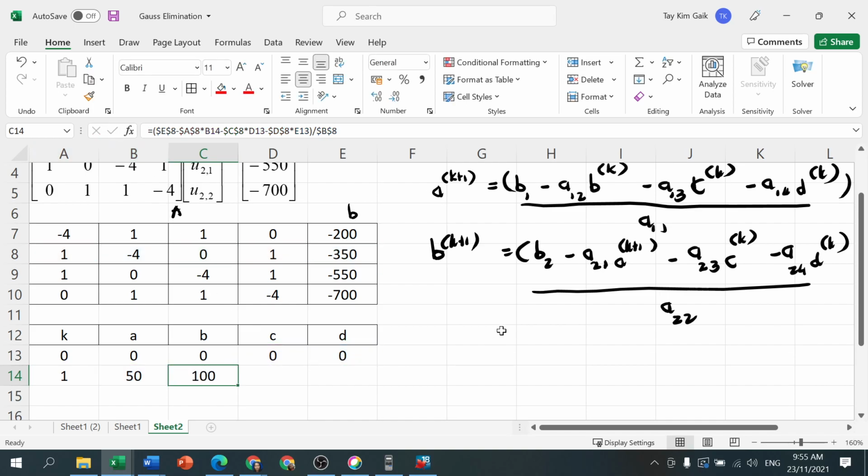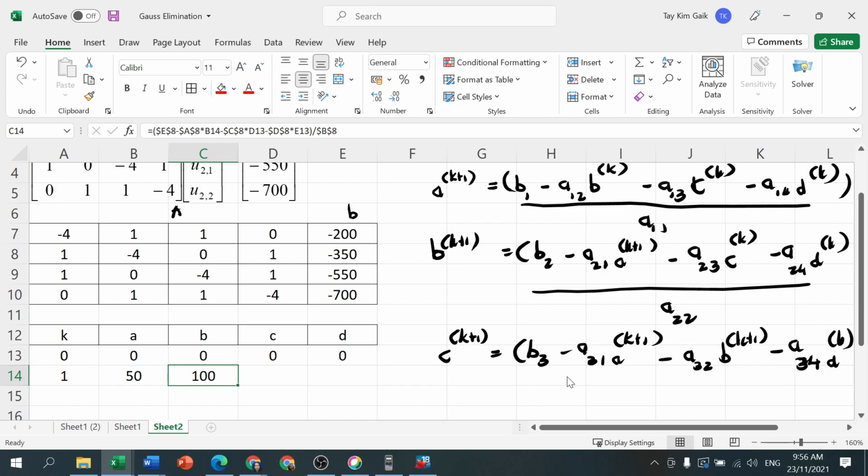Later on, C at step K plus 1 will be equal to B3 minus A31 times A at step K plus 1, minus A32 times B at step K plus 1, minus A34, third row fourth column, times D at step K, divided by A33. So this is the third formula that you need to key in.